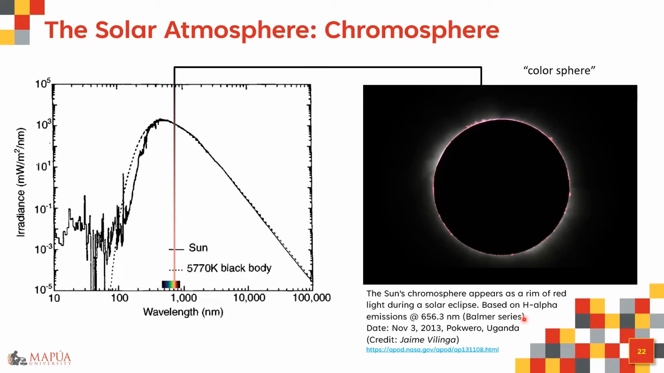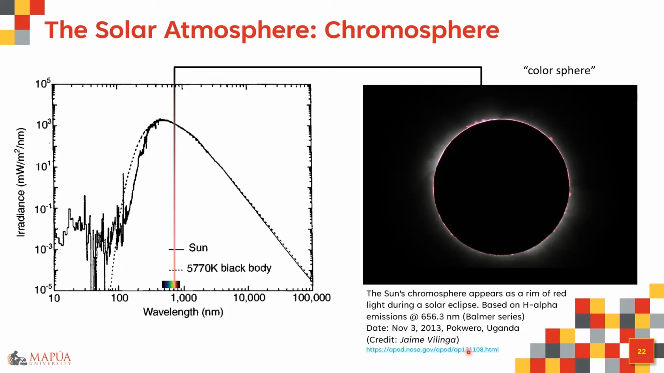And if you're going to measure the wavelength of that, that would correspond to the H alpha emission. So that's the red line emission in the Balmer series emitted by your hydrogen. By the way, this is the solar eclipse that was taken in Uganda during a total solar eclipse last November 3, 2030. Okay, you can actually download the image from this URL.